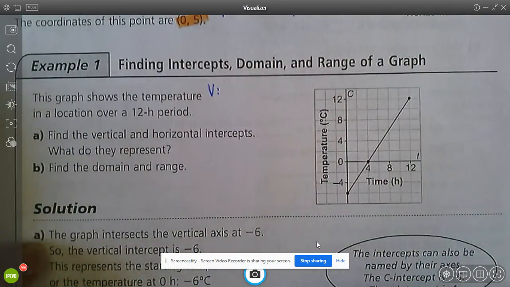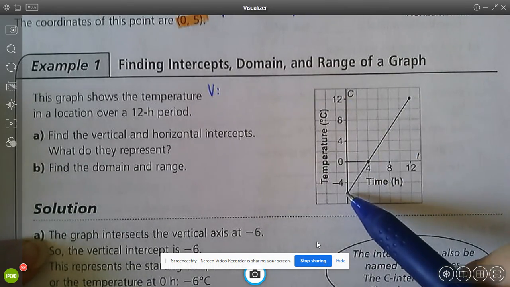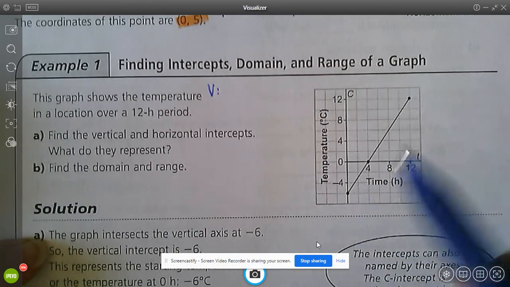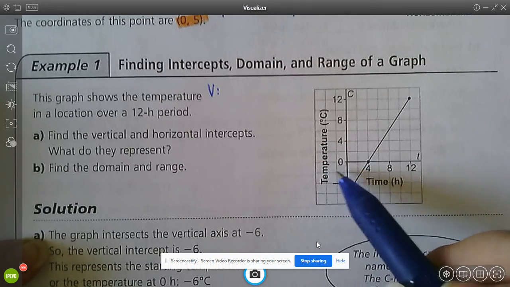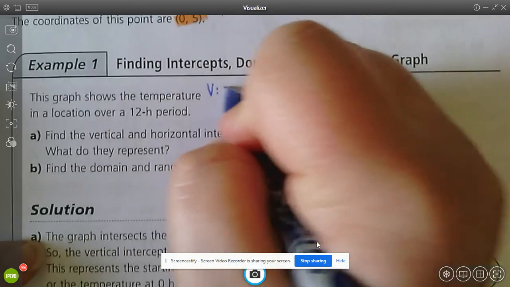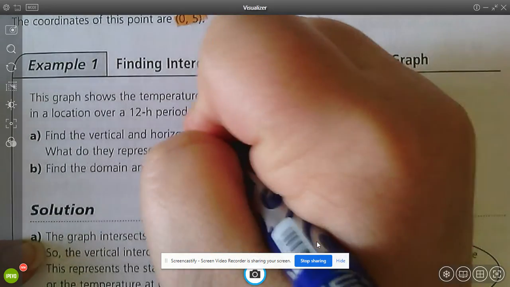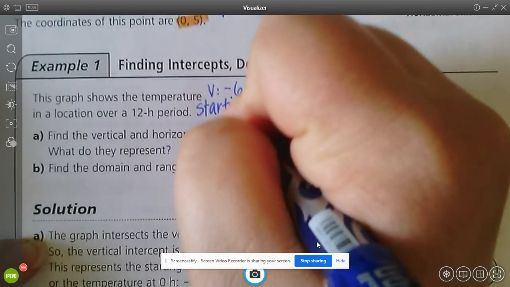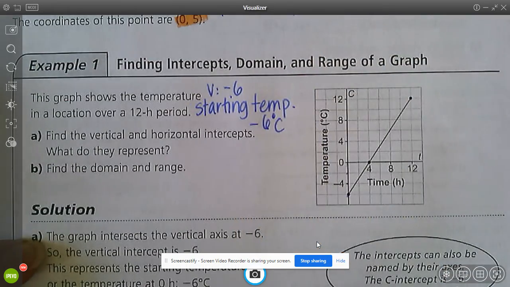Okay, so my vertical intercept, if we look right here, look at the line. Where does the line cross the y-axis or touch the y-axis? We can see from this graph that it's crossing the y-axis, and each of these points is 2, so -2 is here, -4, -6, okay? So it's -6, that is our y-intercept or our vertical intercept, and that is showing us our starting temperature. And our starting temperature is -6 degrees Celsius. Okay, so that's what we can find from our vertical intercept.